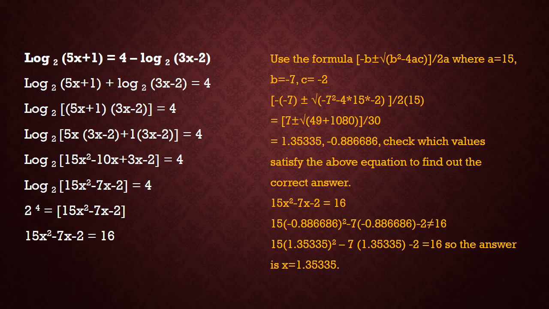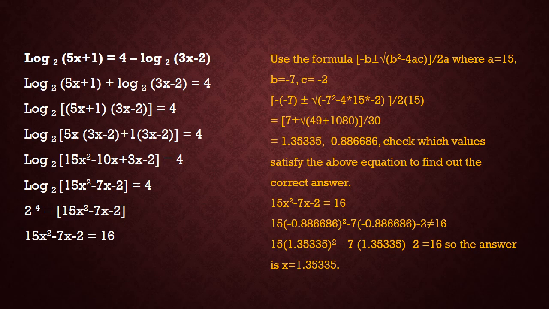So our next question is log base 2 of 5x plus 1 is equal to 4 minus log base 2 of 3x minus 2. To solve it further, you have to take out all log terms on one side, and when we do so, we get the second line of our equation, which is log base 2 of 5x plus 1 plus log base 2 of 3x minus 2 is equal to 4.